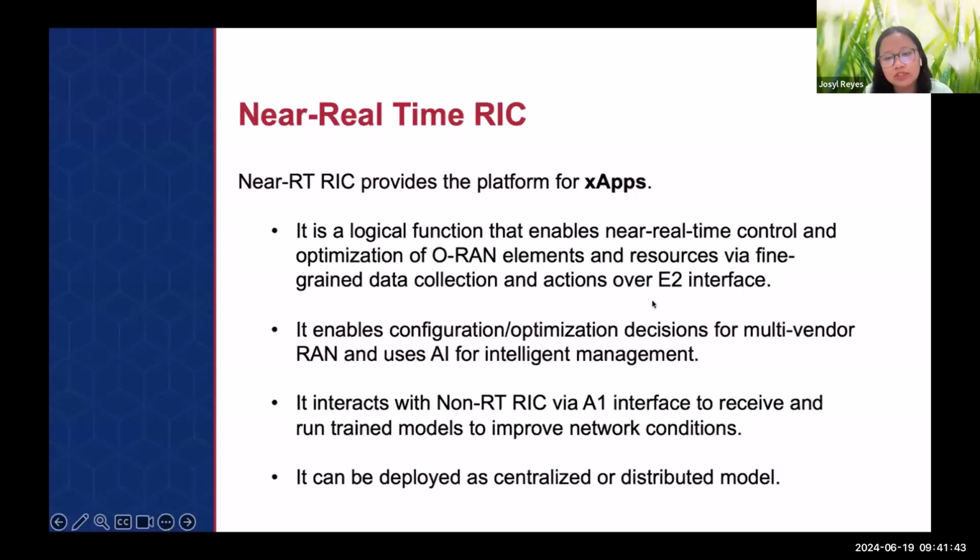And so it may connect to several different DU and CU kasi baka maraming nodes. So it will collect a lot of data and eventually can be used. The data can be used by the near real-time RIC or even by the non-real-time RIC for various decisions and for various training of AI models, machine learning models. It interacts with the non-real-time RIC via the A1 interface to receive and run the trained models to improve network conditions, and can be deployed as centralized or distributed. Later, we'll explain this part.